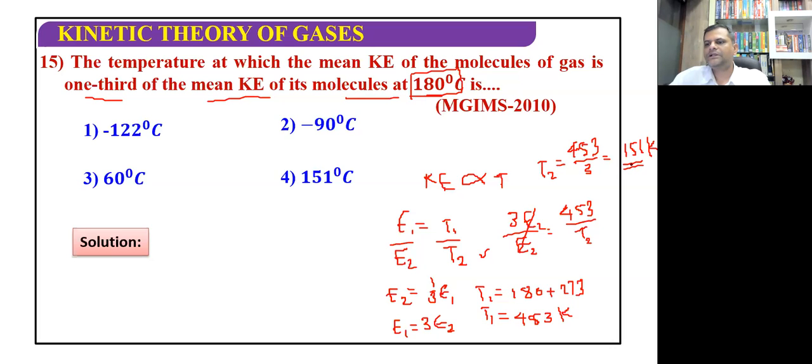If we want it in degree Celsius, then just subtract 273 from this 151. So look, 151 minus 273, how much does it come out to be? In short, we have to subtract 151 from 273, which happens to be 122. So it is minus 122, and minus 122 will be the correct option.